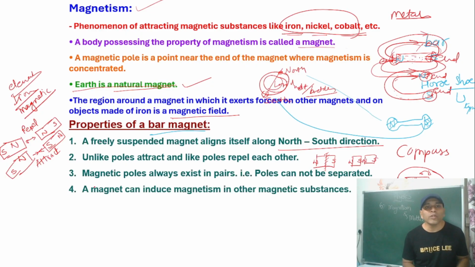The third point is that a magnet can induce magnetism in other magnetic substances. So what happens if I keep this magnet for a long time with an iron rod? Okay, this is an iron rod.